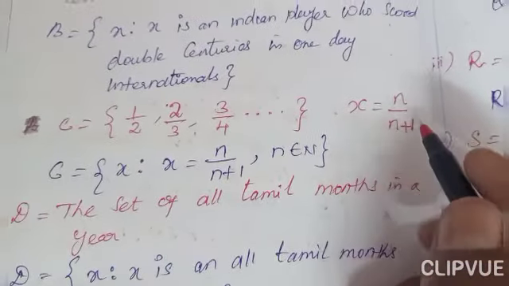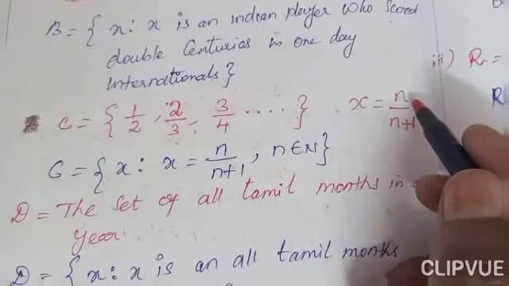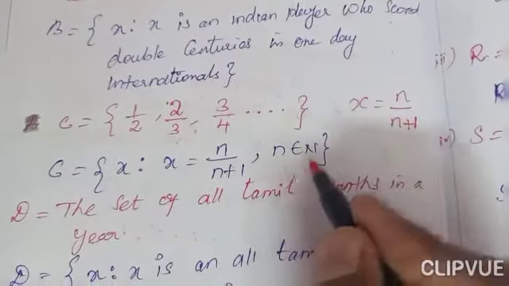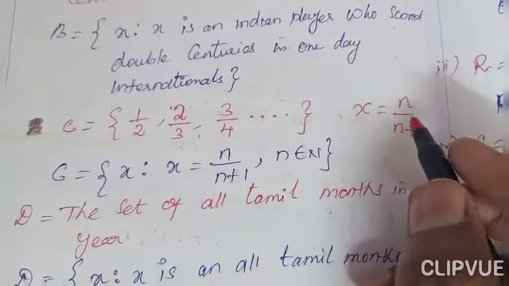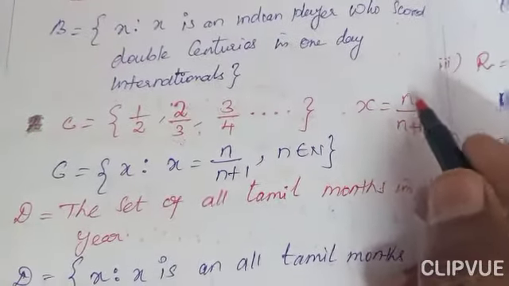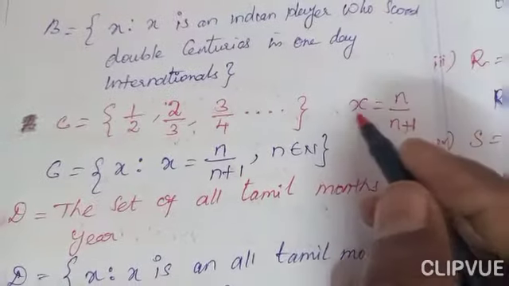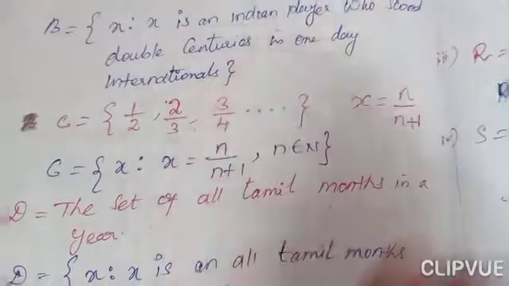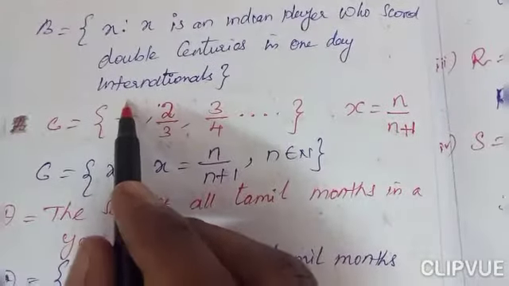I repeat it again. n by n plus 1, this n represents the numbers we are taking from the natural numbers. First I have taken the number 1, so 1 by 1 plus 1. That's why the formula is x equals n by n plus 1. We'll apply n by n plus 1 here.